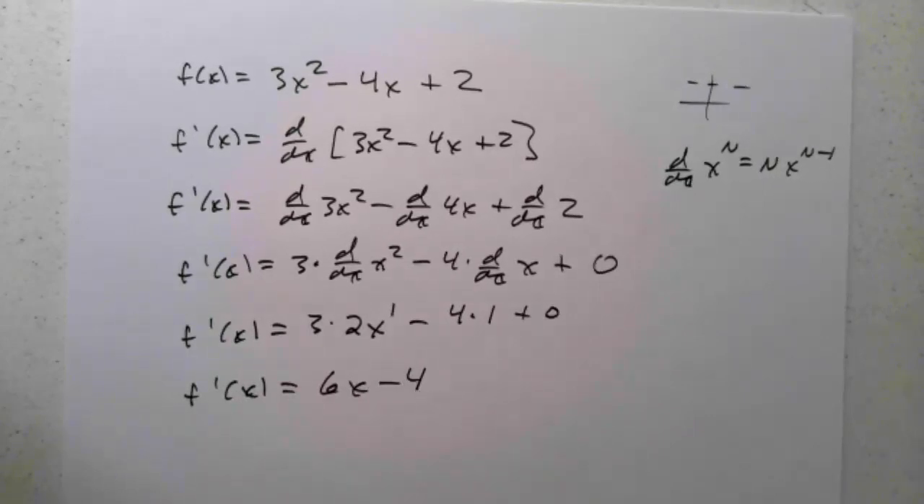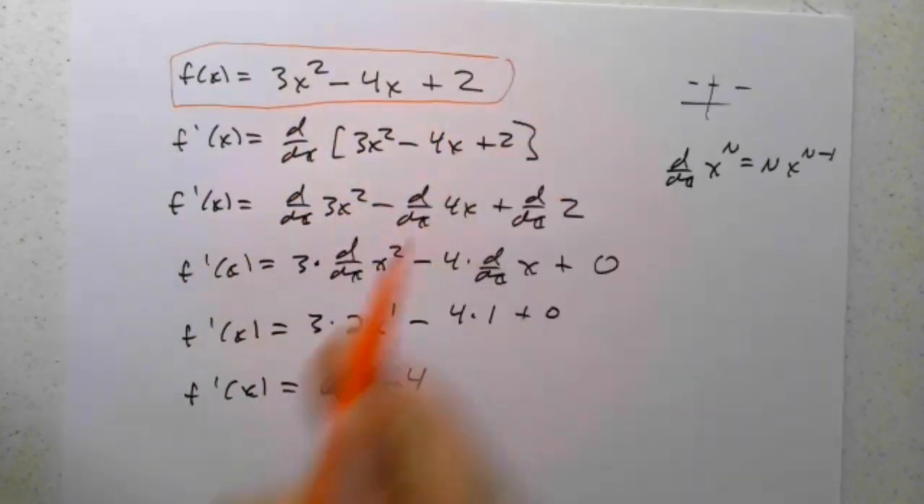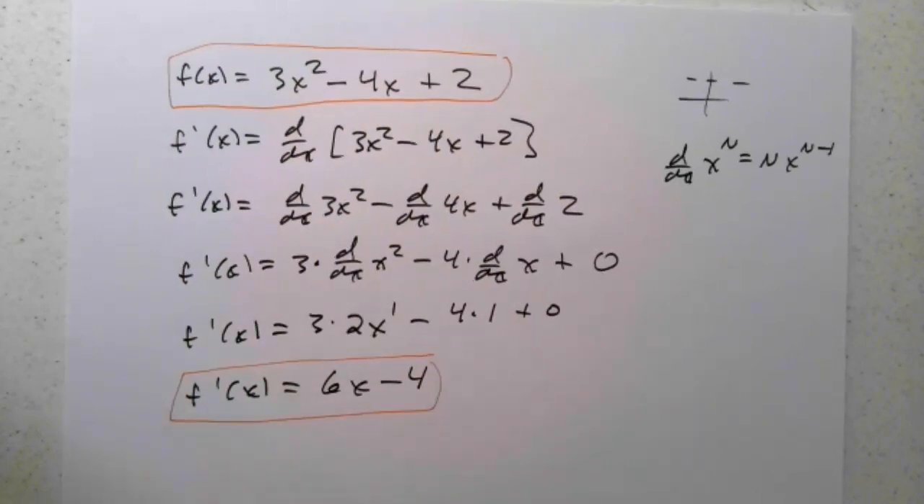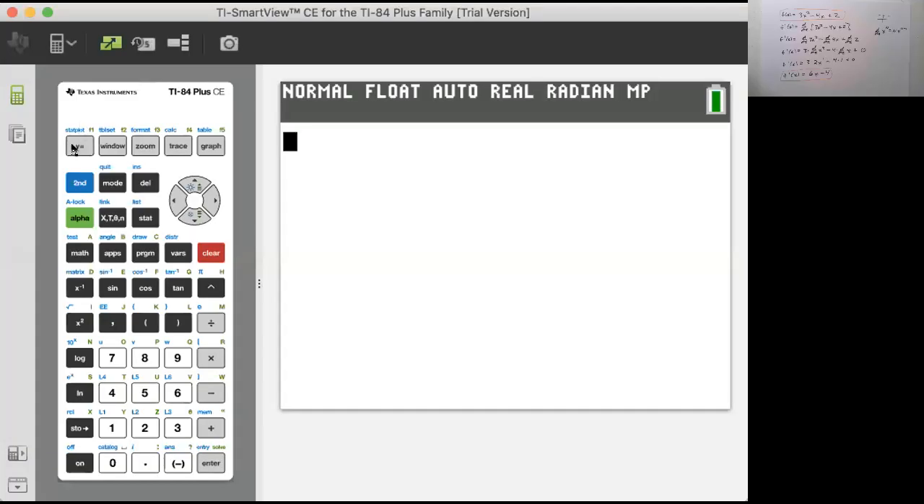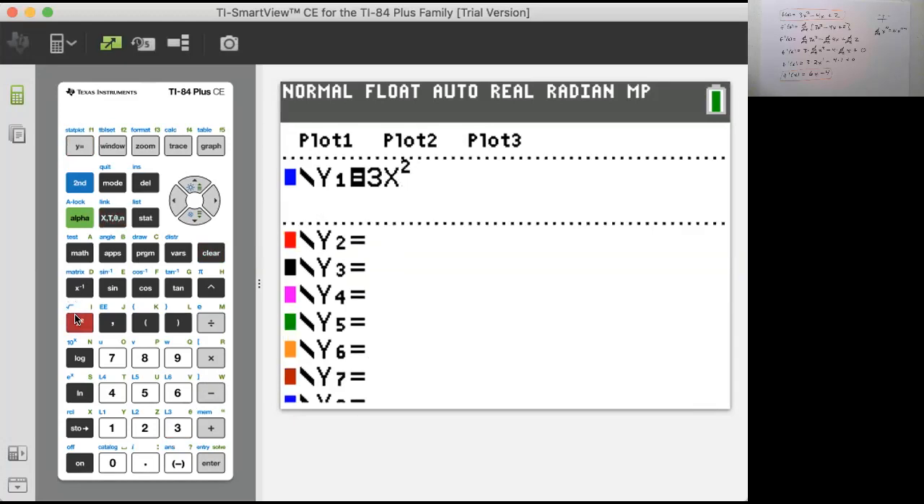Now, how do we check that on the graphing calculator? What I'm going to do is plug this function into the graphing calculator and let the calculator determine its derivative and see if that derivative matches this graph. So I will pull up the graphing calculator and put in my question first. So y is 3x squared minus 4x plus 2. And I want to graph its derivative.